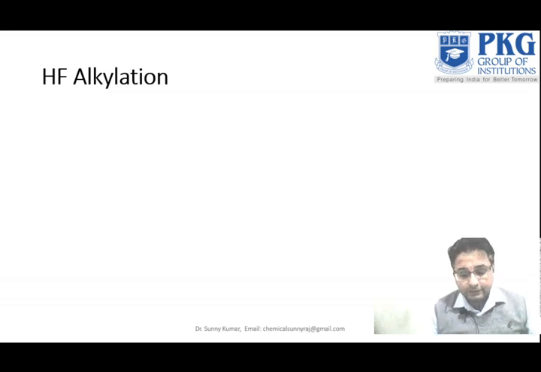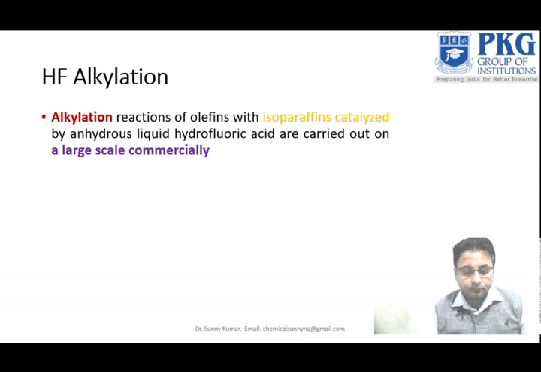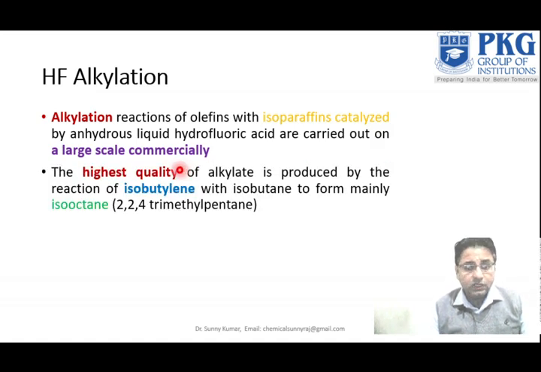Hydrogen fluoride alkylation. The alkylation reaction of olefins with isoparaffin catalyzed by anhydrous liquid hydrofluoric acid is carried out on a large scale commercially. The highest quality of alkylate is produced by the reaction of isobutylene with isobutane to form mainly isooctane, which is 2,2,4 trimethyl pentane.